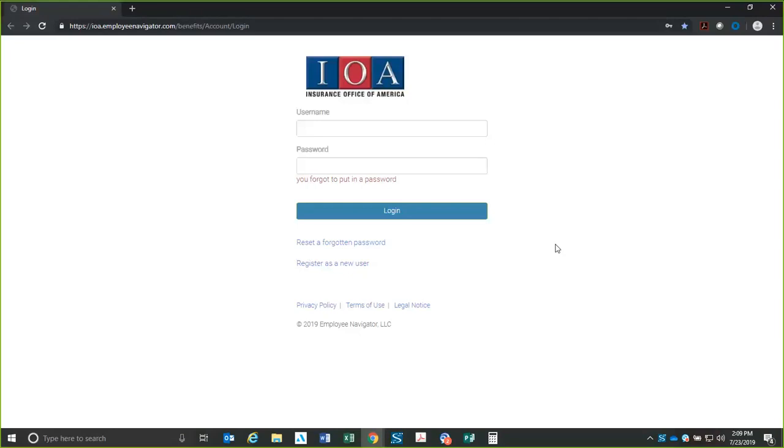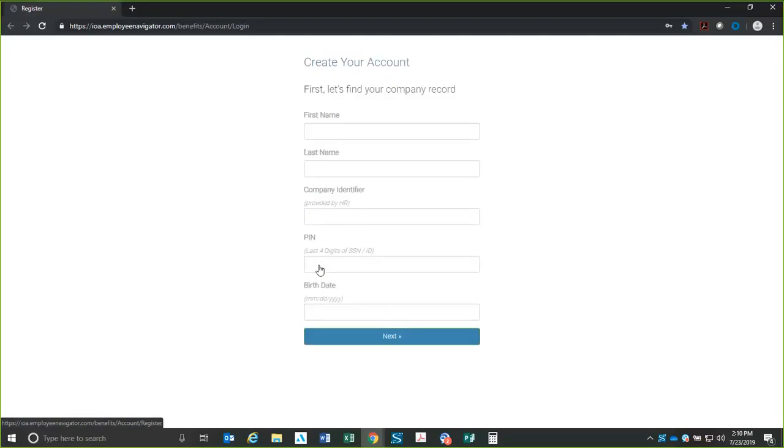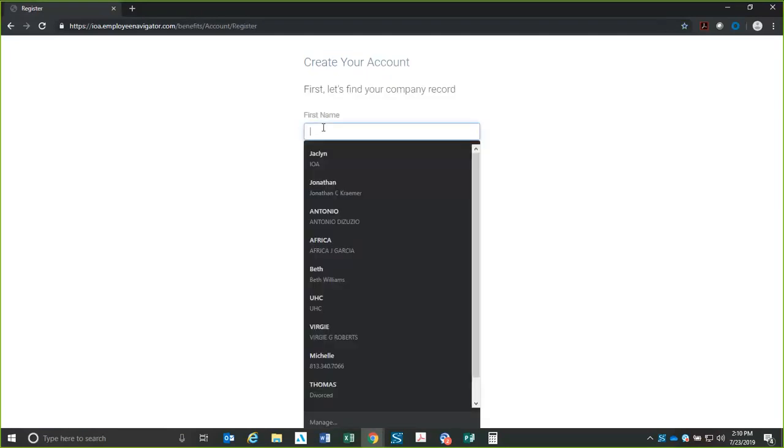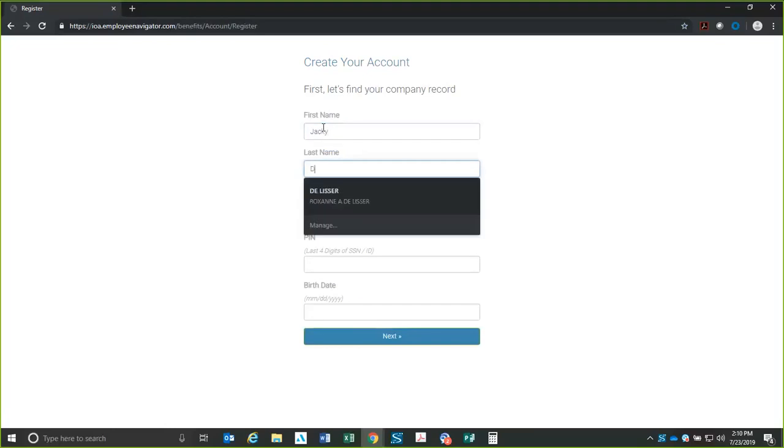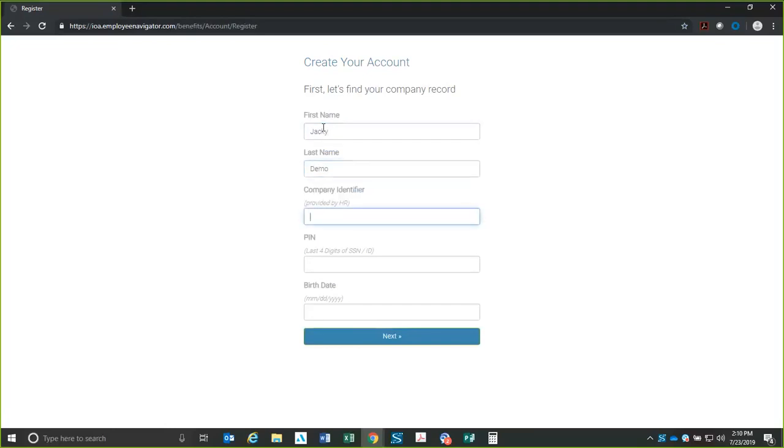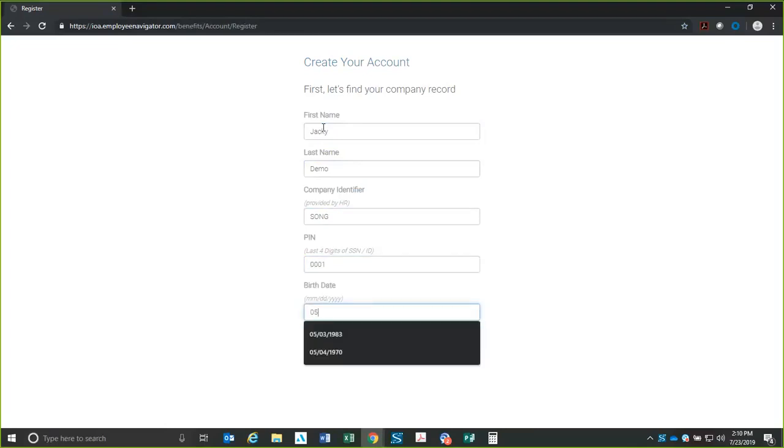Now, this employee I'm using today is not a current user, so we're going to have to go down here to register as a new user, which most of you will also need to do. You will type in your first name and your last name. The company identifier is super simple for you guys. It's just the word song. And the PIN is going to be your last 4 digits of your Social Security number and your date of birth.